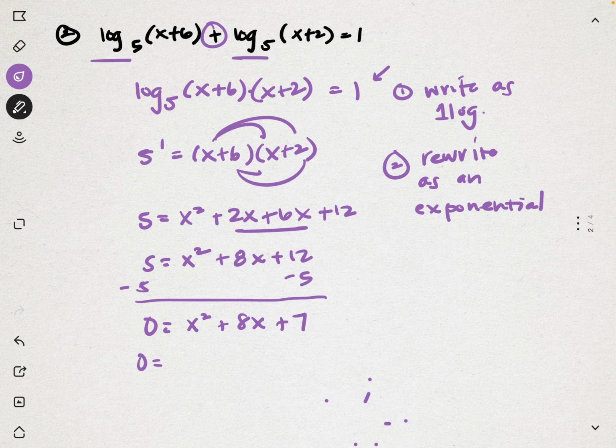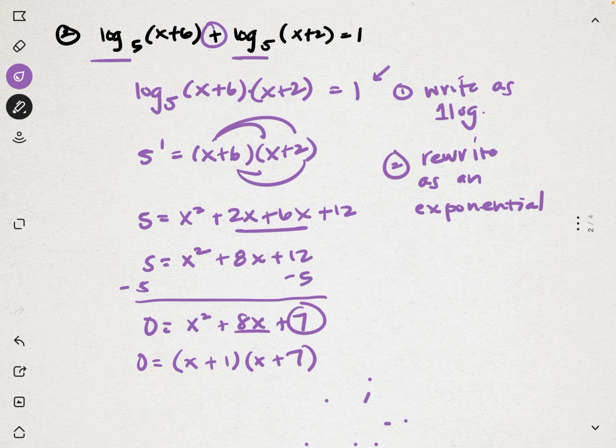All right, and then we're going to factor it. So we have x and x. We're looking at what multiplies to get 7, adds to get 8. That would be 1 and 7.